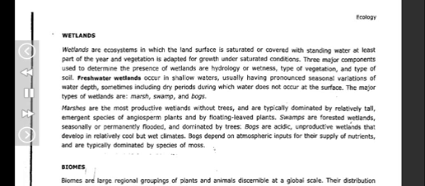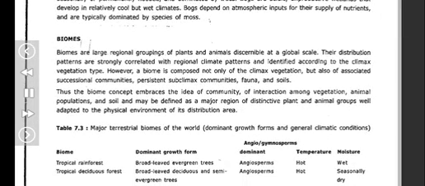Biomes. Biomes are large, regional groupings of plants and animals discernible at a global scale. Their distribution patterns are strongly correlated with regional climate patterns and identified according to the climax vegetation type. However, a biome is composed not only of the climax vegetation, but also of associated successional communities, persistent subclimax communities, fauna, and soils. Thus the biome concept embraces the idea of community, of interaction among vegetation, animal populations, and soil and may be defined as a major region of distinctive plant and animal groups well adapted to the physical environment of its distribution area.